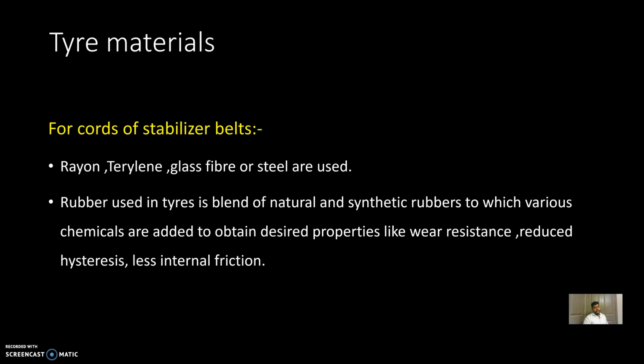Now, for the cord of the stabilizer belt, rayon, polyester, glass fiber, or steel are used. The rubber used in tires is a blend of natural and synthetic rubber, to which various chemicals are added to obtain desired properties like wear resistance, reduced hysteresis, and lessened internal friction.